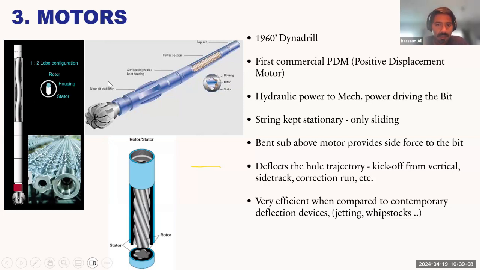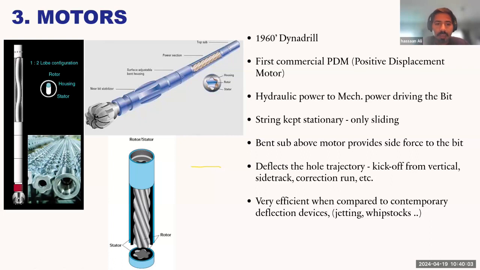There is usually a bent sub, which is above the PDM. And this bent sub is playing a very important role. I'm going to show you in the next slide, this bent sub is able to angle that bottom hole assembly. So all this assembly from the PDM down to your stabilizers and your drill bit, this bent sub will be able to move it at an angle. And it's a very efficient way of directional drilling, compared to the contemporary deflection devices like jetting and whipstocks. And it is very commonly used now, just because it's easier to manage.